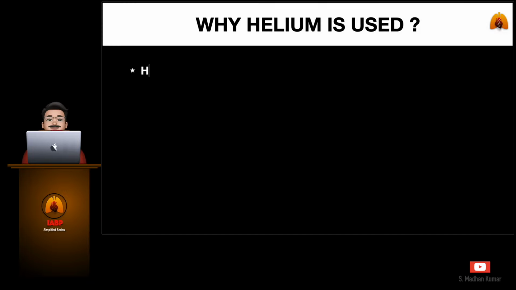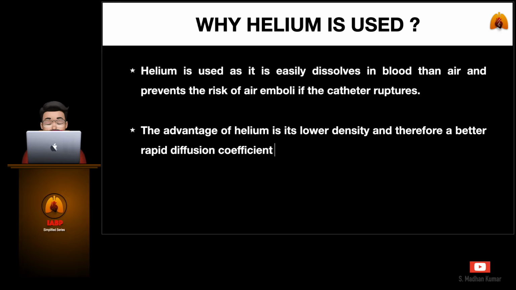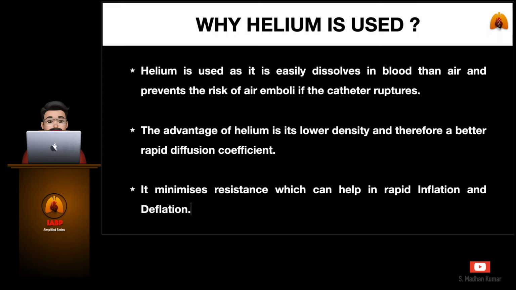Why is helium used in the IABP? Helium is used as it easily dissolves in the blood, unlike air, and prevents the risk of air emboli if the catheter ruptures. The advantage of helium is its lower density and therefore a better, rapid diffusion coefficient. It minimizes the resistance, which can help in rapid inflation and deflation.